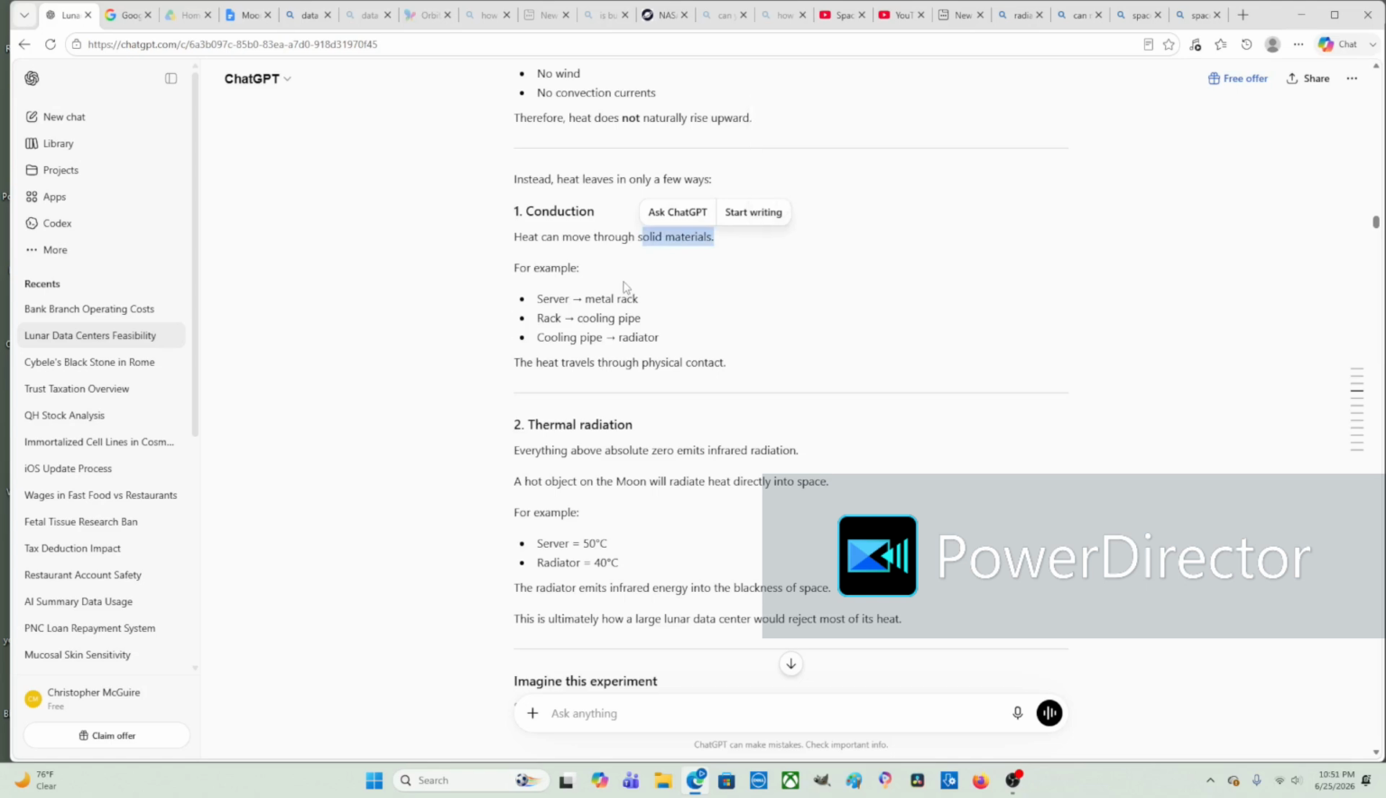So as an example, the server gets hot, the data center gets hot, and then the heat is transferred to the metal rack, a solid object, and then the metal rack gets hot, and then the heat is transferred to a cooling pipe, another solid object, and then the cooling pipe gets hot, and then it transfers heat to a radiator, another solid object, and then the radiator is exposed to outer space, and it fully expels the heat. That's the process of conduction.